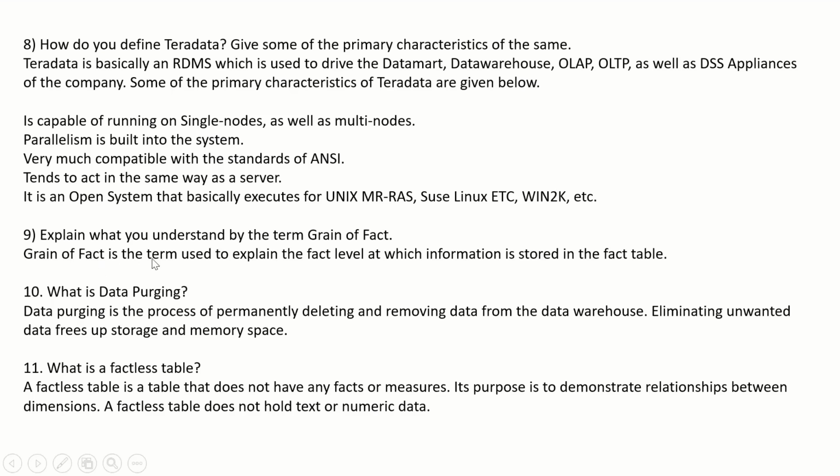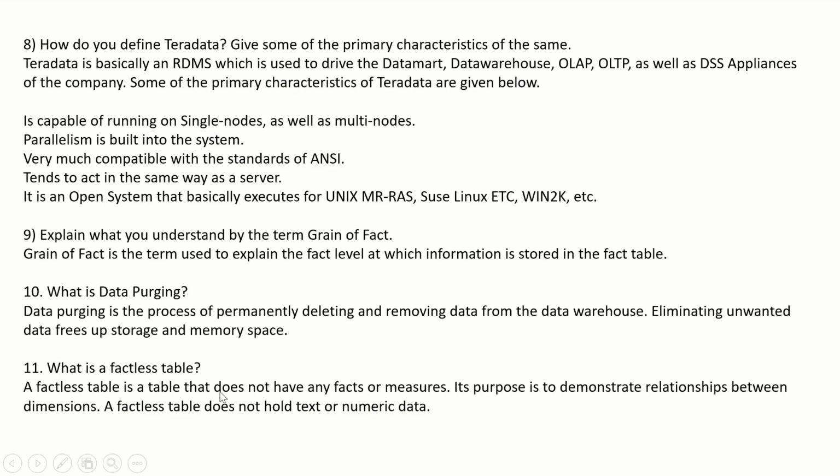Ninth question is, explain what you understood by the term grain of fact. Grain of fact is a term used to explain the fact level at which information is stored in the fact table. The tenth question is, what is data purging? Data purging is the process of permanently deleting and removing data from the data warehouse. Eliminating unwanted data frees up storage and memory space in the database or data warehouse.